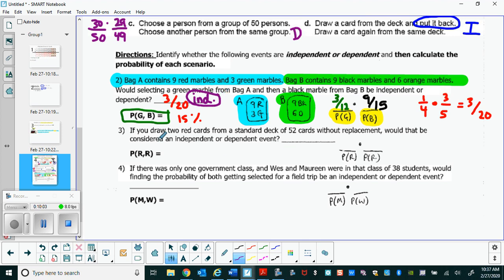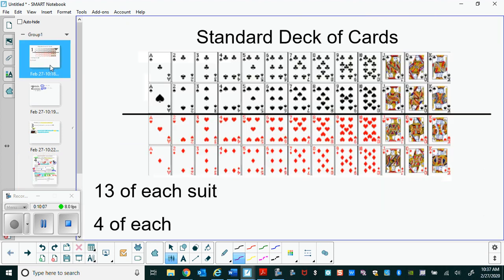Now, before we take a look at the next question about a standard deck of cards, I wanted to review the deck of cards with you guys here in this video. The standard deck of cards has 52 cards in the deck, and you can see that there's 13 of the clubs. We have 13 spades, 13 hearts, and 13 diamonds. So there's 13 of each of them, and there's 4 of each type. So we have 4 aces, 4 twos, 4 threes, and so on. So half the deck is black and half the deck is red.